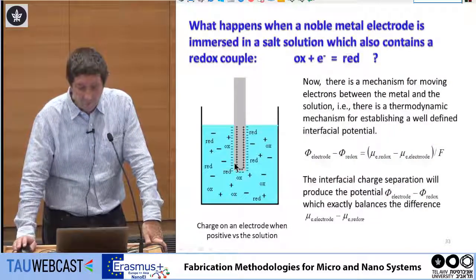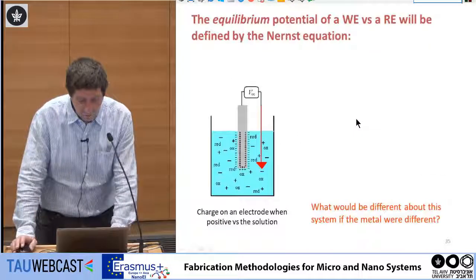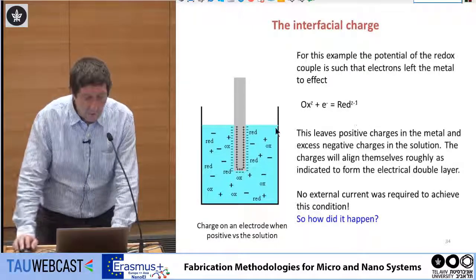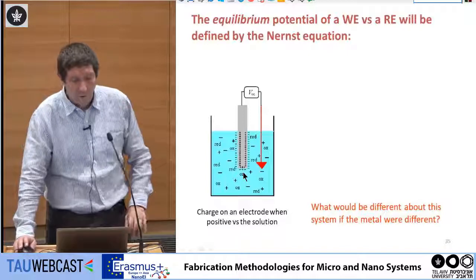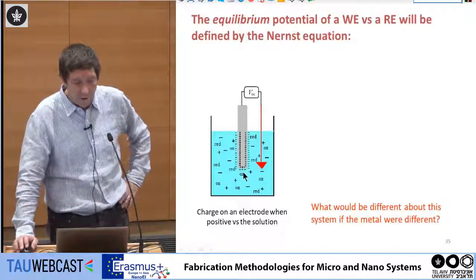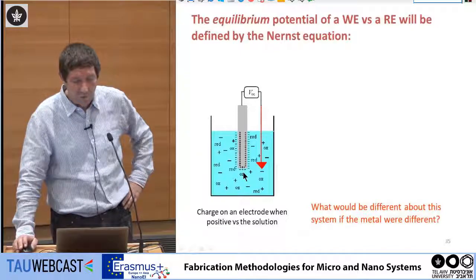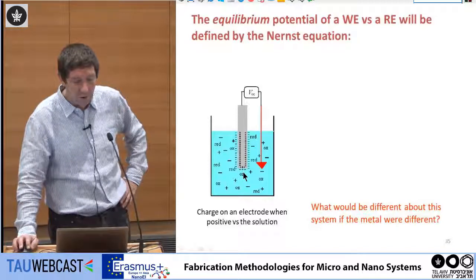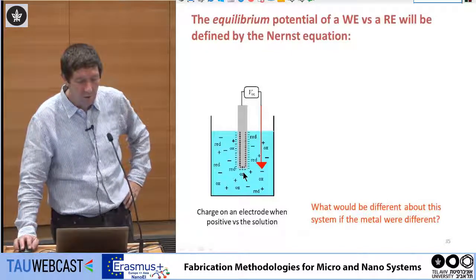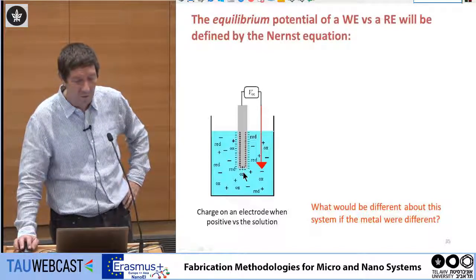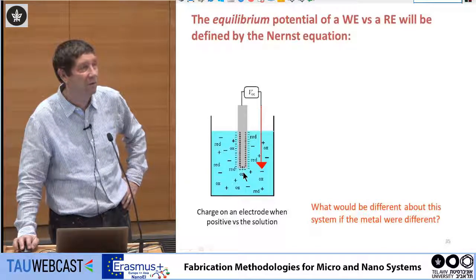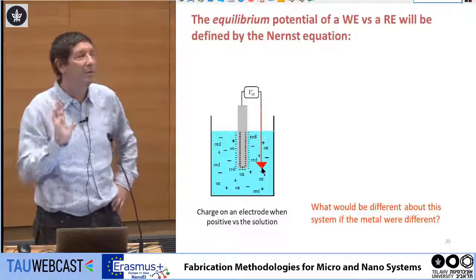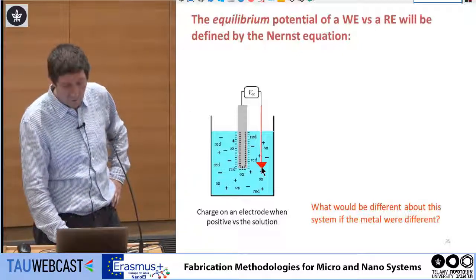What happens when a noble metal, I've shown you this before. We are basically generating an interfacial charge. So in equilibrium, the potential of the working electrode versus the reference electrode will be defined by the Nernst equation, because I know the potential between here and the solution. If I measure the potential of this electrode versus the solution, I can know the potential of this electrode. This reference electrode is a special electrode, which somebody calibrated for me. So I know the potential versus the electrode.